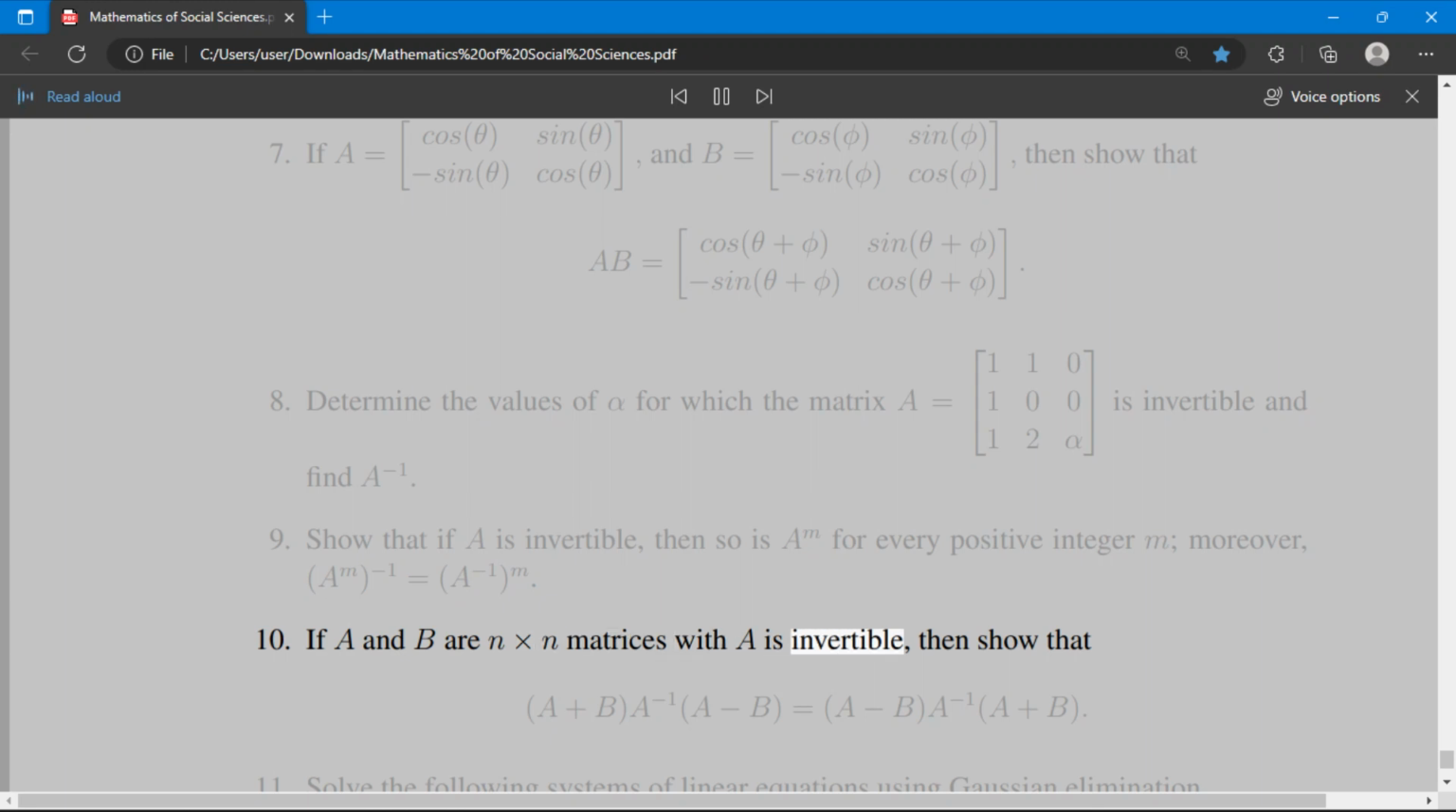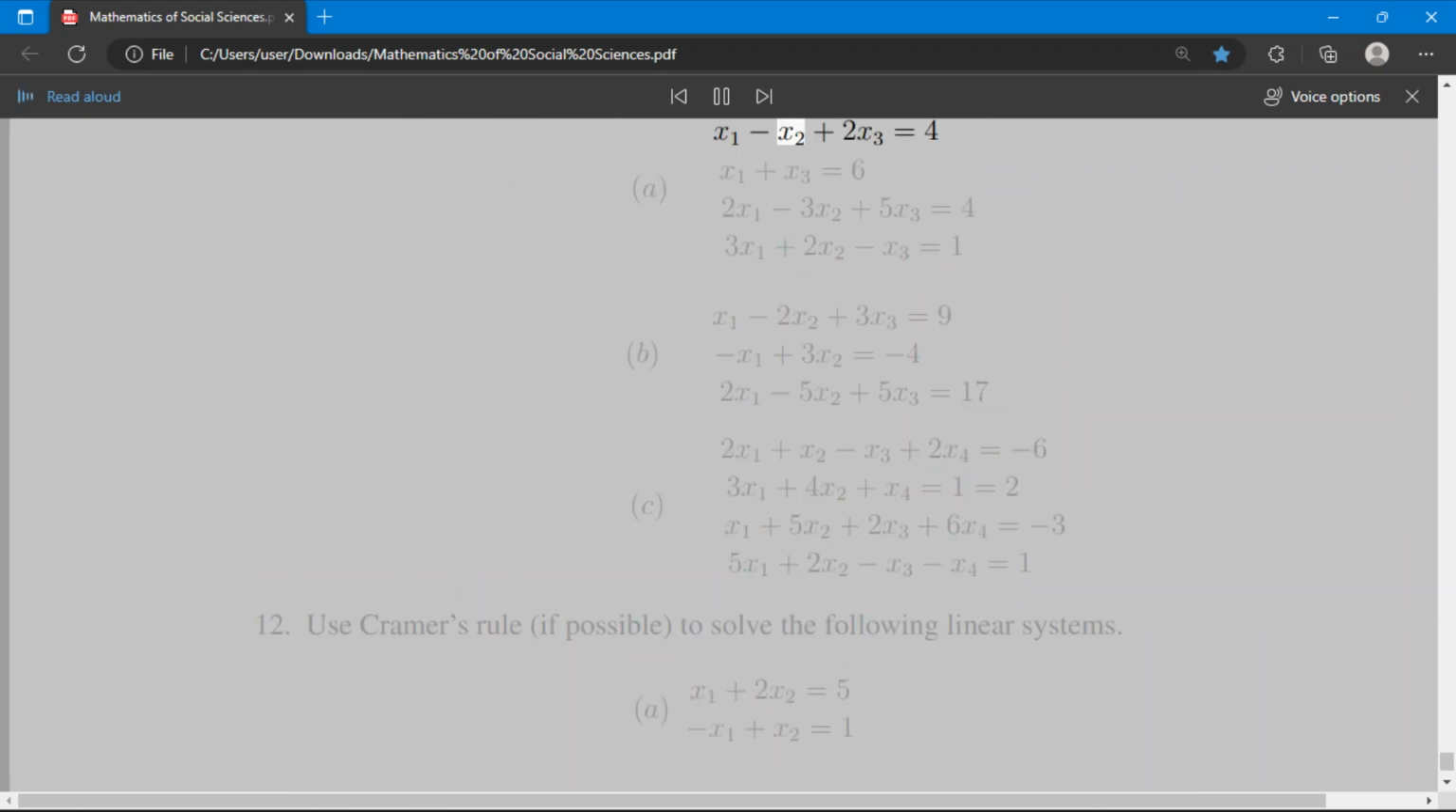10. If A and B are n times n matrices with A invertible, then show that (A + B)A^-1(A - B) = (A - B)A^-1(A + B). 11. Solve the following systems of linear equations using Gaussian elimination.